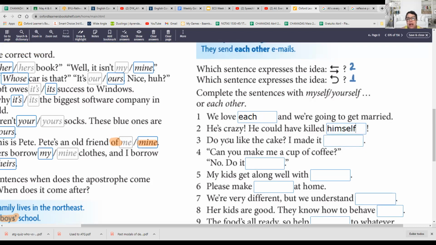Okay. Number three, do you like the cake? I made it myself. Okay. When I say this, I made it myself, I'm saying that I made the cake alone without any help of anybody. I made it myself. Okay. Nobody helped. Number four, can you make me a cup of coffee? No. Do it yourself. Yes.